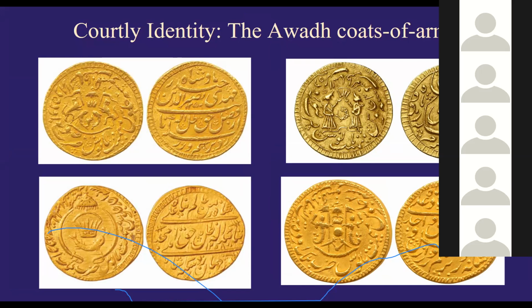So each of these kings: there is Ghaziuddin Haidar on top left, Muhammad Ali on top right, Amjad Ali on bottom left, and Wajid Ali on bottom right. Each of these coins has the king's own name on it, as well as their own coat of arms. This is a very distinct feature that was adopted on the coins of Awadh.